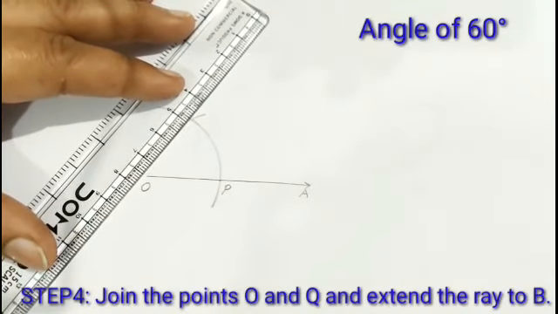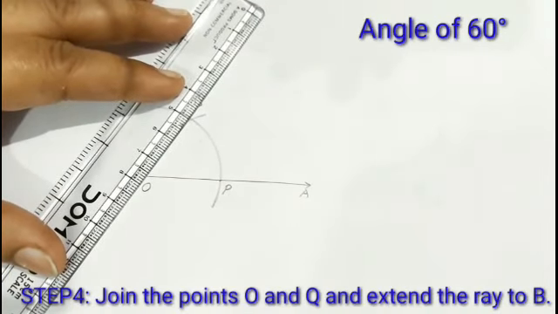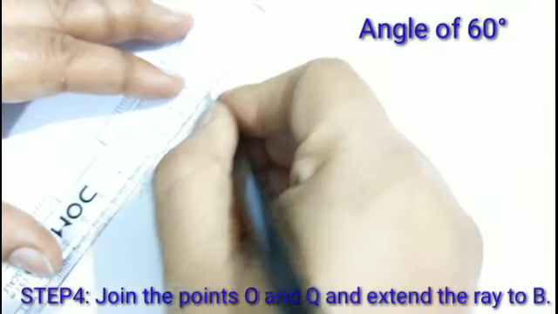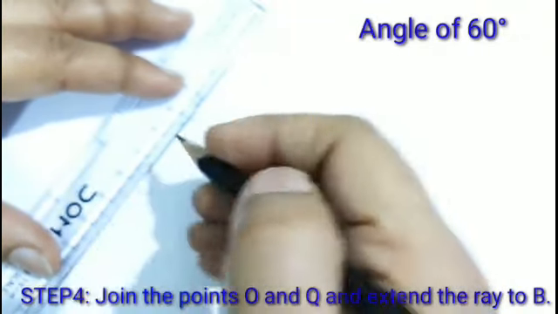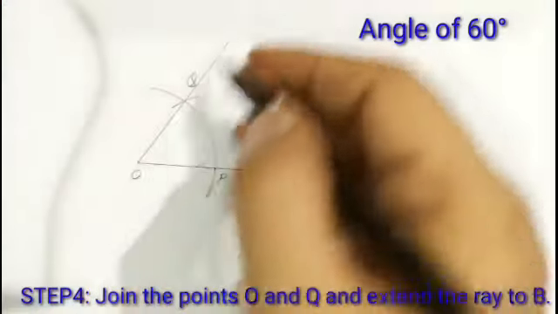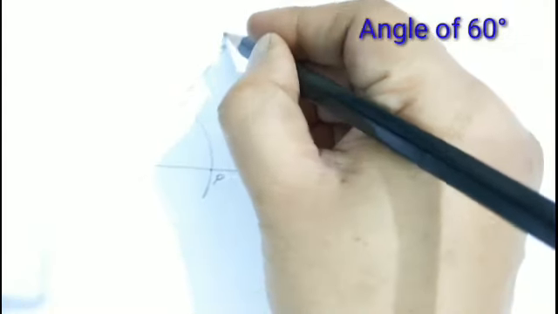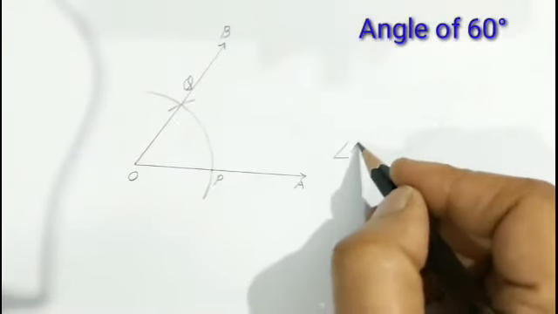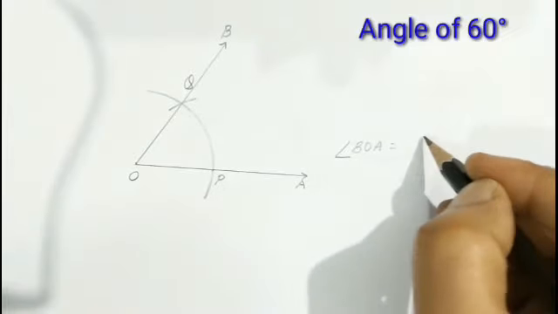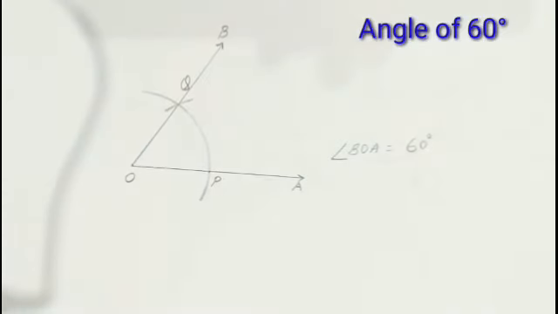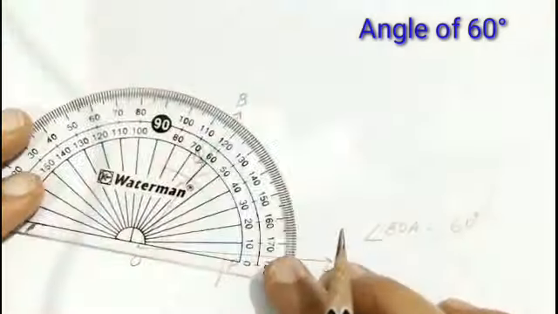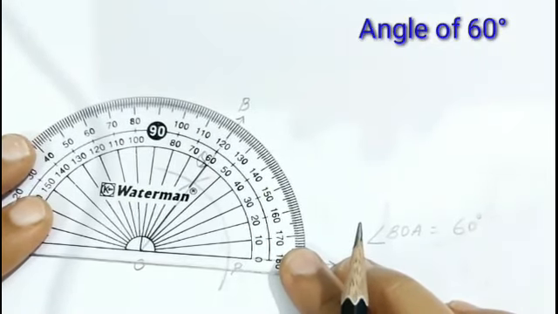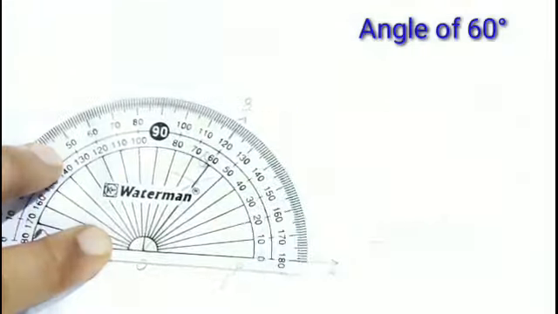Step 4. Join O and Q, and extend this line till B. Hence angle BOA measures 60 degrees. Let's verify using a protractor. Place it on this vertex, line up the two and just check. It's exactly equal to 60 degrees.